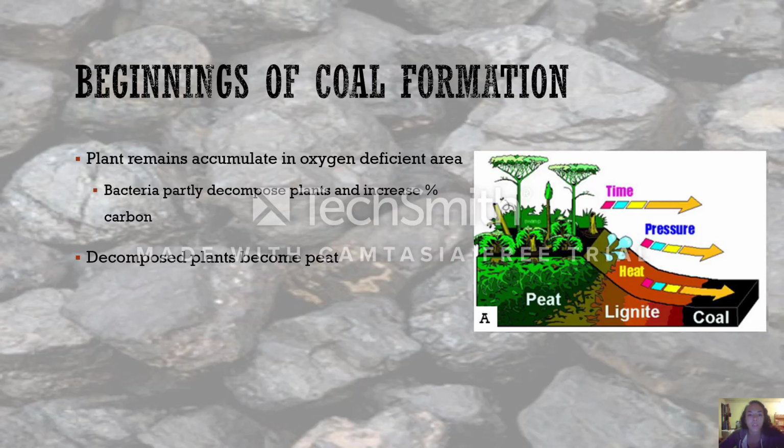But as other materials start to accumulate on top of the peat, temperature and pressure start to increase, and then the plants become lignite. And lignite is actually a soft brown coal, but it still contains a lot of moisture and ash, and although it contains a lot more carbon than peat, it still has significantly less than the other coal types and has a lower energy value overall.